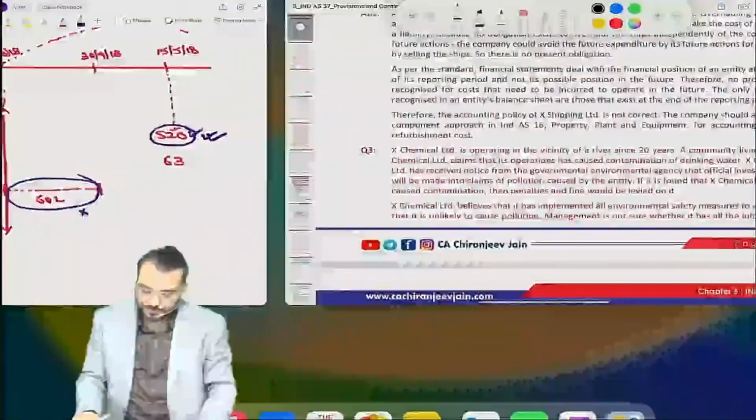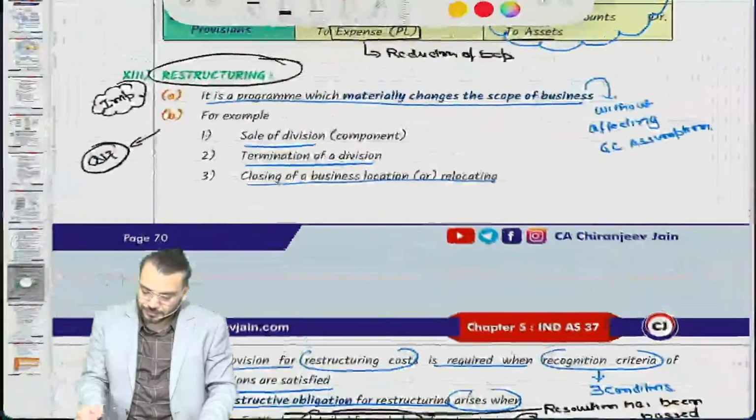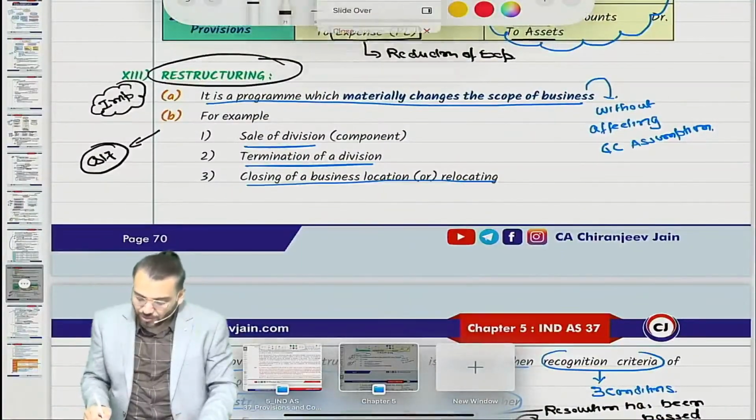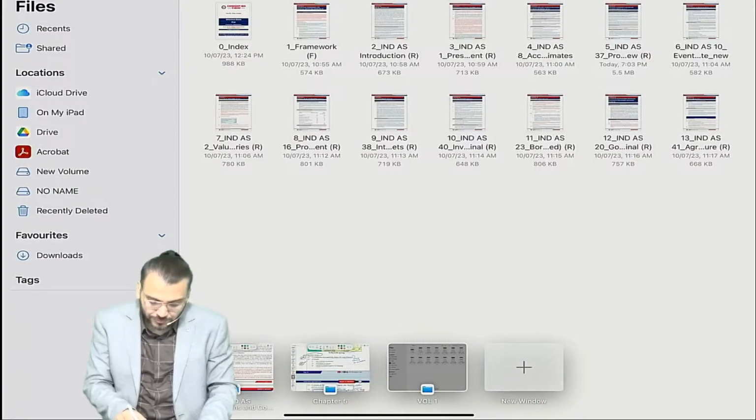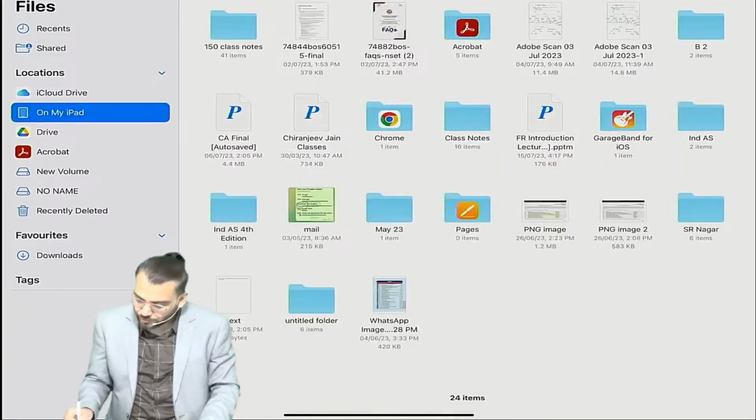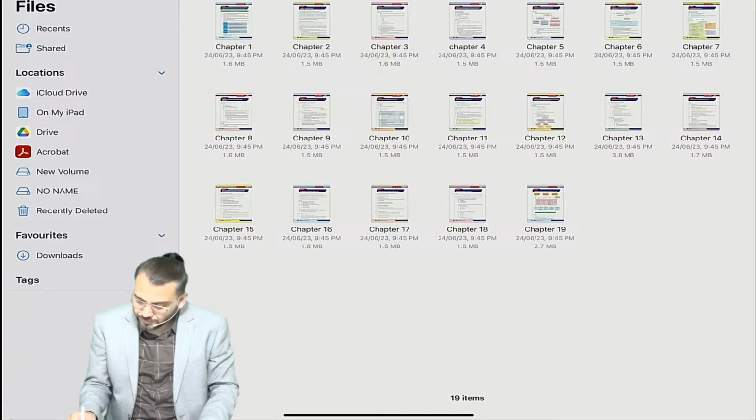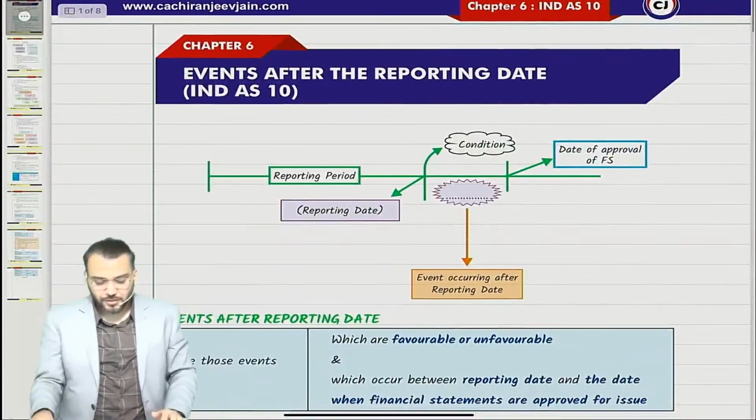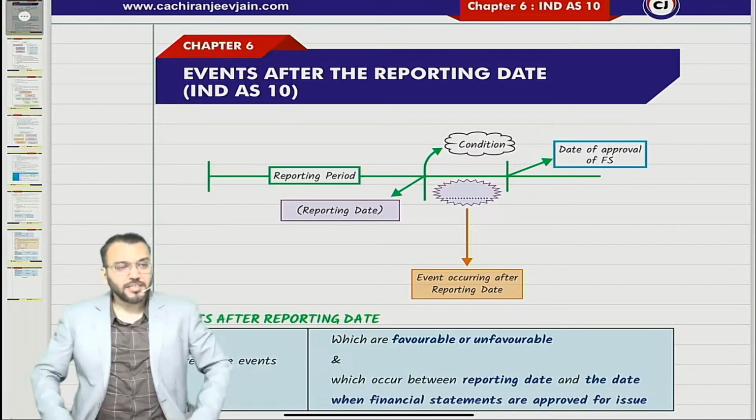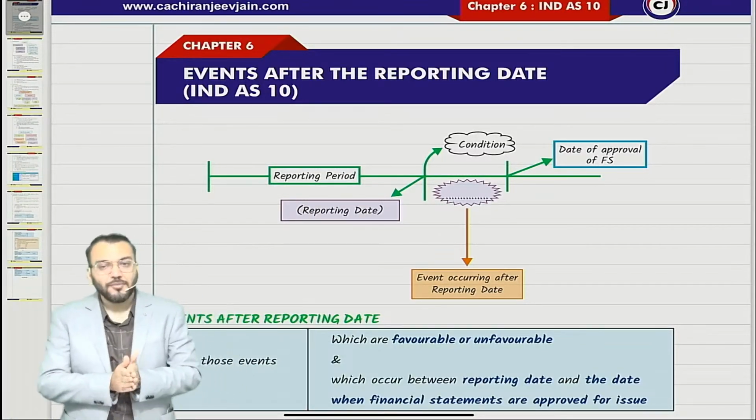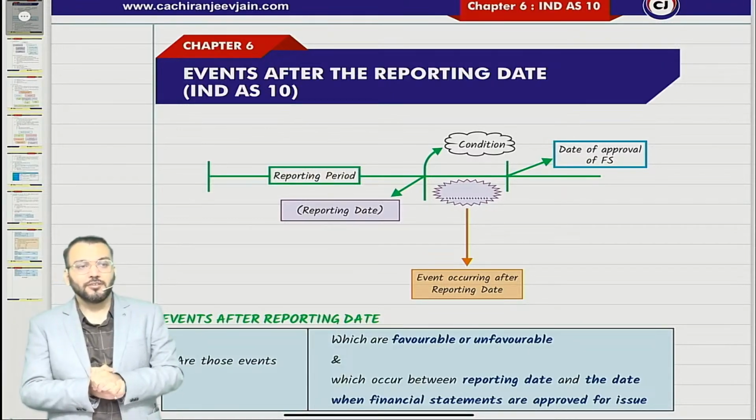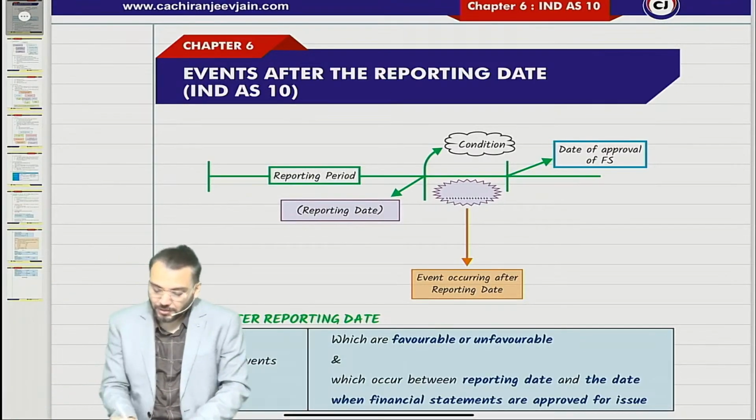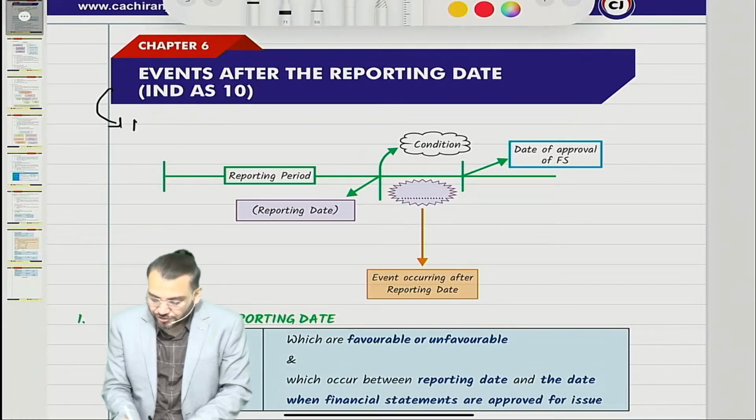The next chapter will be Ind AS 10. Already I have said I will do Ind AS 10. Correct? Come to Ind AS 10, the next chapter. The name, I hope you have understood: Events after the Reporting Date. The corresponding AS is AS 4. AS 4 is what? Contingencies and events occurring after the balance sheet date.